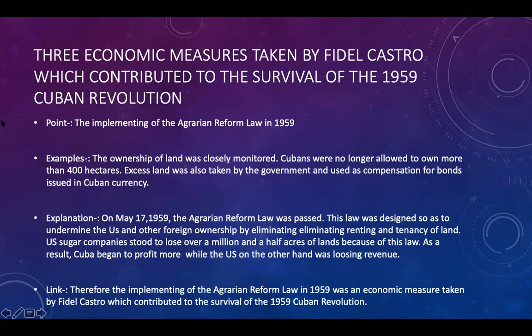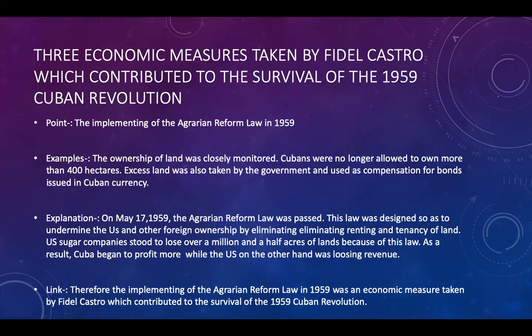Go ahead for me. Three economic measures taken by Fidel Castro, which contributed to the survival of the 1959 Cuban Revolution. Point, the implementing of the agrarian reform law in 1959. Examples, the ownership of land was closely monitored. Cubans were no longer allowed to own more than 400 hectares. Excess land was also taken by the government and used as compensation for bonds issued in Cuban currency.